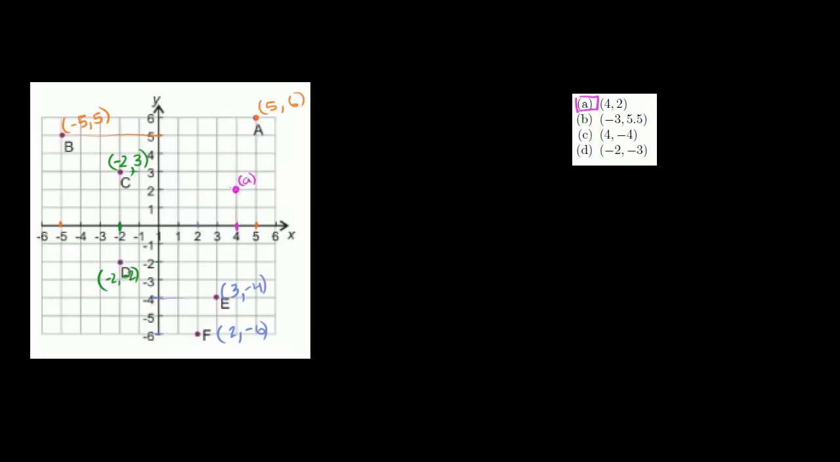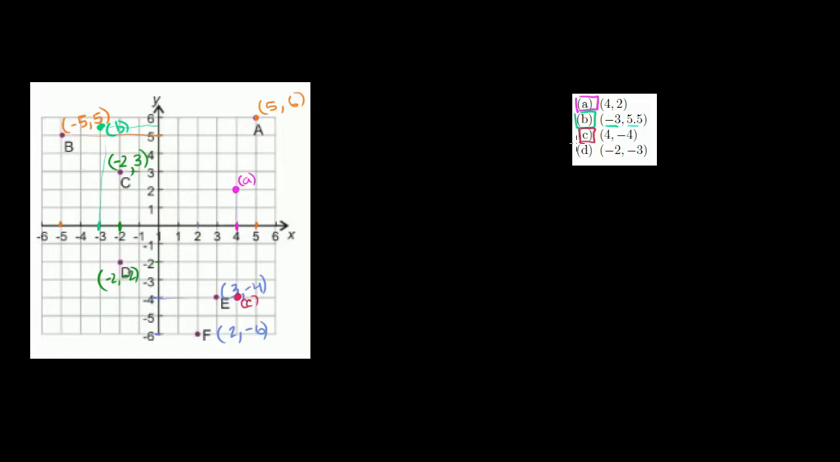Let's do the next one. Let me do it in a color that you'll be able to read. B. X is equal to negative 3. Y is equal to 5.5. So you go all the way up to 5.5. So that is the point lowercase b with parentheses around it. Then C. 4, negative 4. X is equal to 4. Y is equal to negative 4. Right over there.